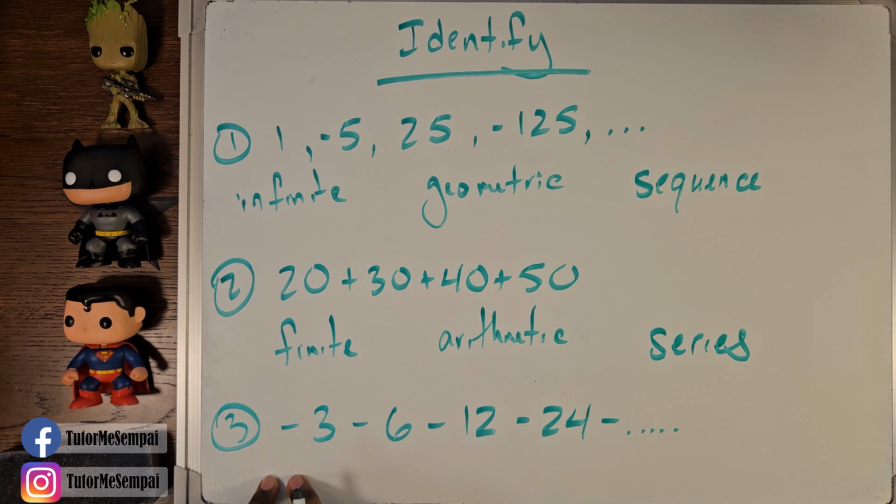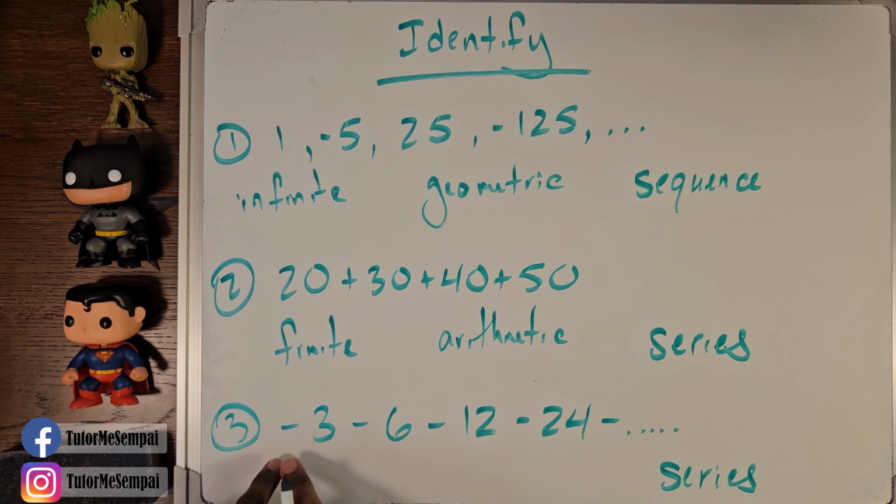What is this? We have -3, -6, -12, -24, negative ... What do we have here? Well, it's definitely not a sequence because there's no commas here. This is actually going to be a series. However, you see that we have a lot of negatives here. Is it geometric or arithmetic?